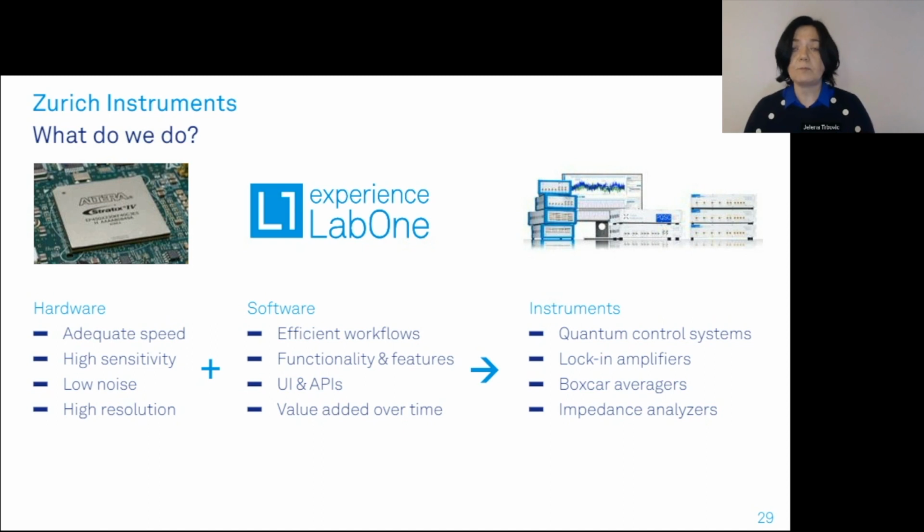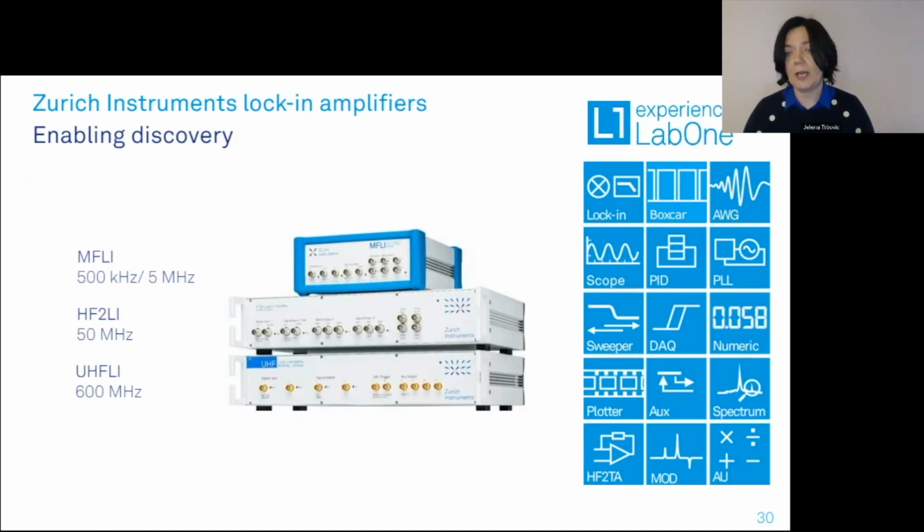So now Zurich Instruments provide 3 types of lock-in amplifiers. On top you see the MFLI that goes from DC to 500 kilohertz and to 5 megahertz. In the middle you see the dual lock-in amplifier HF2LI that goes to 50 megahertz, and on the bottom we can see the 600 megahertz UHFLI that's also a dual lock-in. And all these instruments have the LabOne user interface as a single cockpit, where they can see not only the lock-in results, but they can also see the raw signal in the scope, then they can use the sweeper, the plotter, and also advanced tools such as PID and PLL controllers, and multi-frequency options.